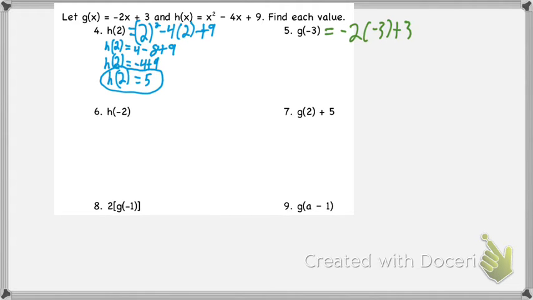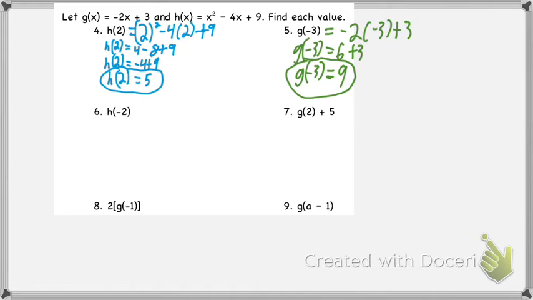So, negative 2 times negative 3 is what? Not negative 6, but it's positive 6. So, negative times a negative is a positive. So, G of negative 3 equals 6 plus 3. So, what does G of negative 3 equal? 9. So, that means when x was negative 3, and we plugged it into our G of x, we got 9.